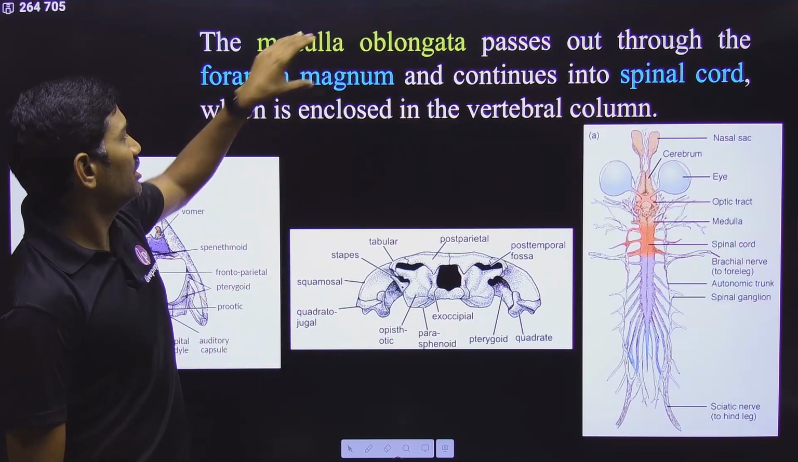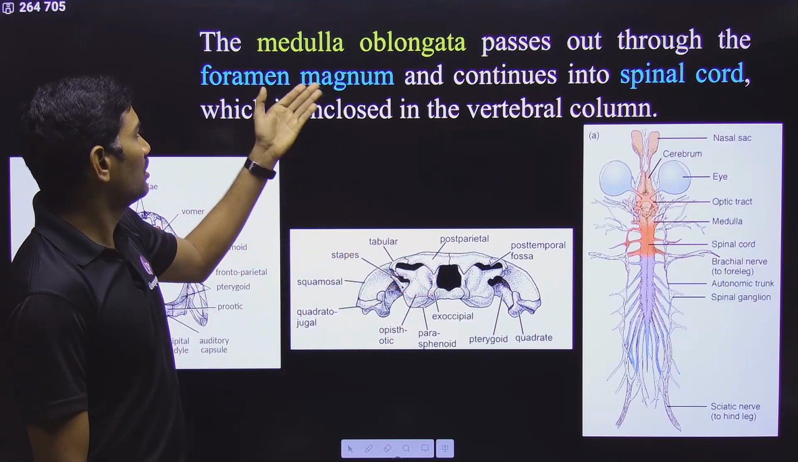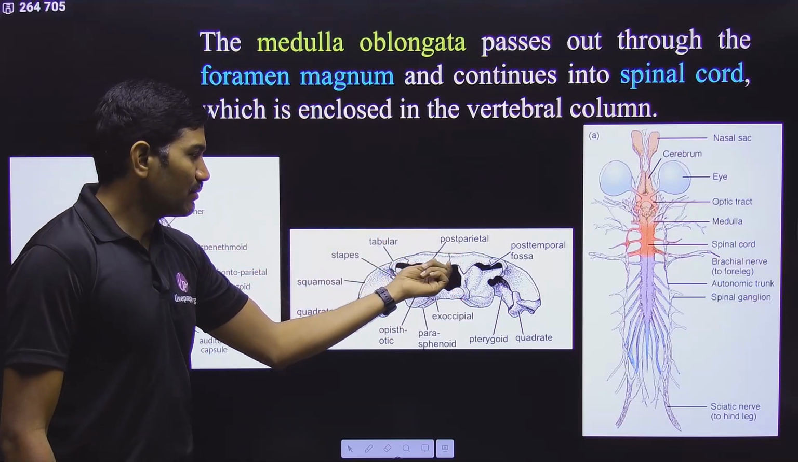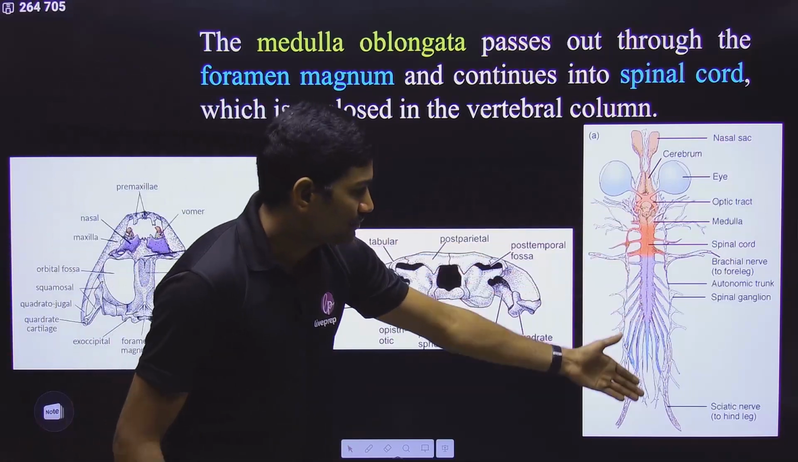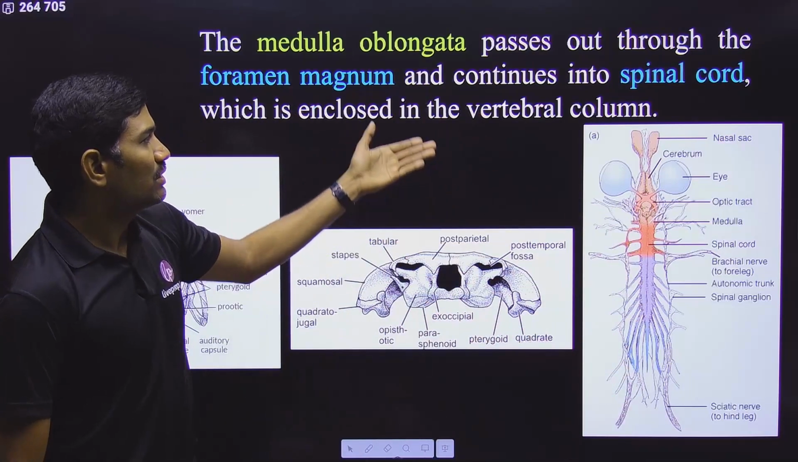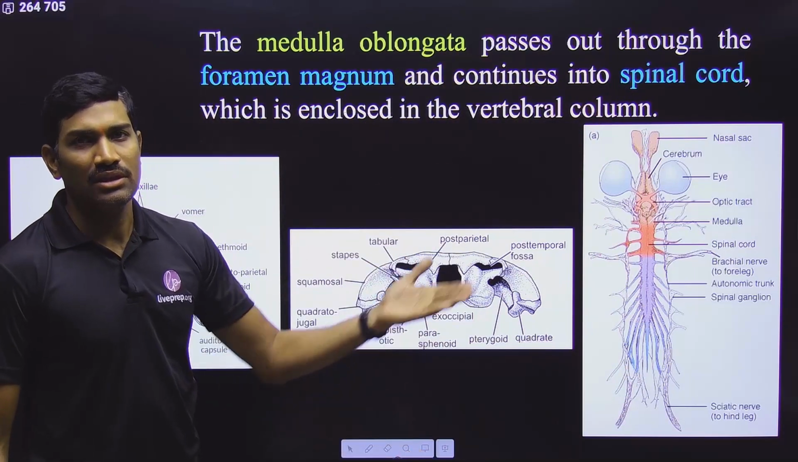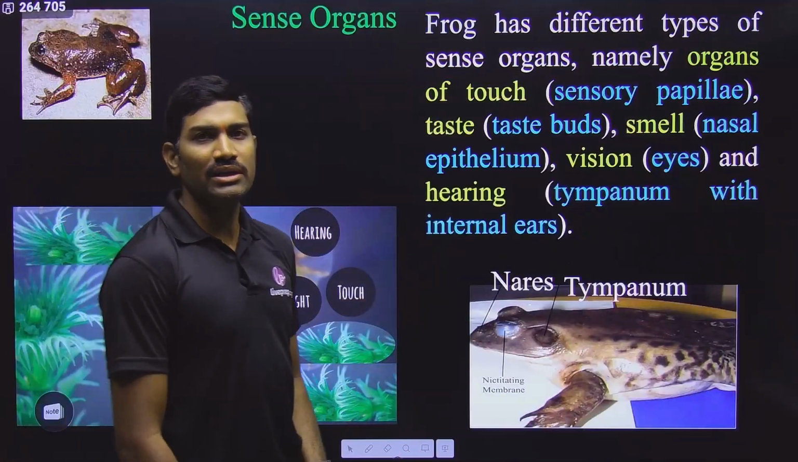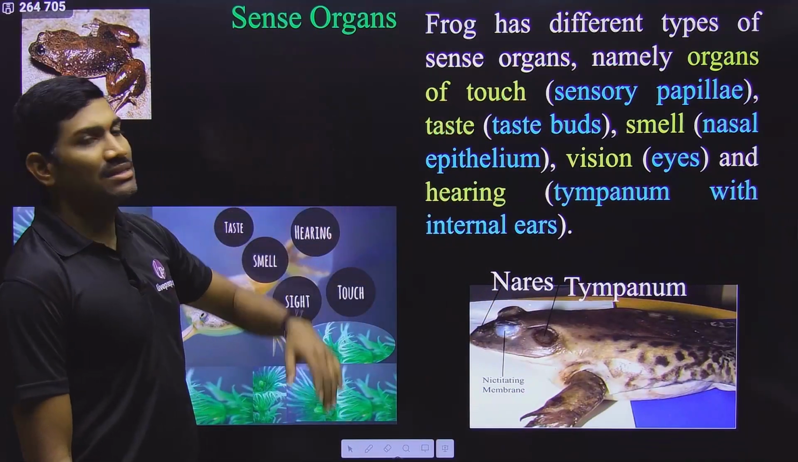Next one, the medulla oblongata is continuous with the spinal cord. And this is coming out through a pore or hole in the cranial box, and this hole is called the foramen magnum. From this it is coming out and is continuous with the spinal cord. This is what they are saying. Is it clear? And this spinal cord is protected by the vertebral column. Here also it is present in the vertebral column, right? That's why they are vertebrates.